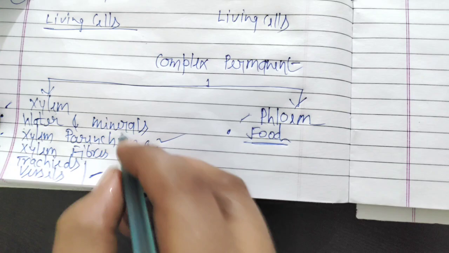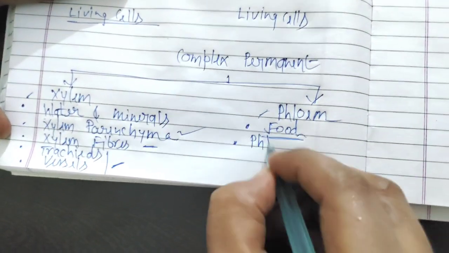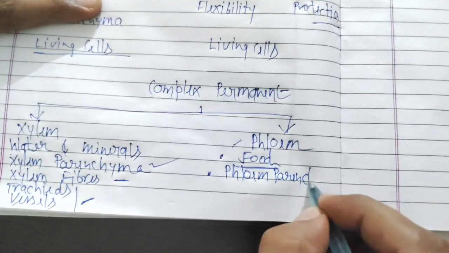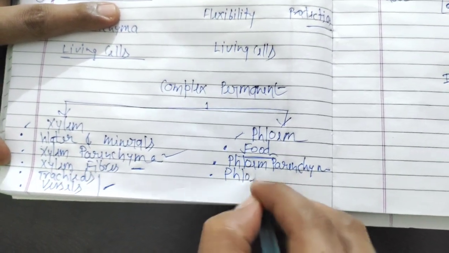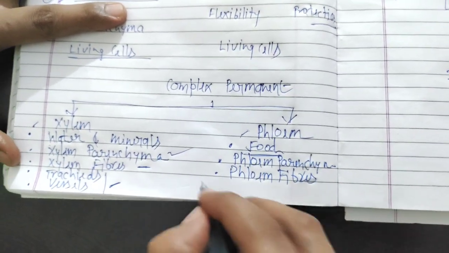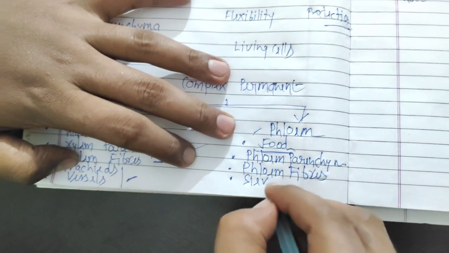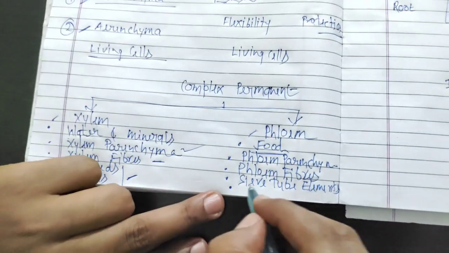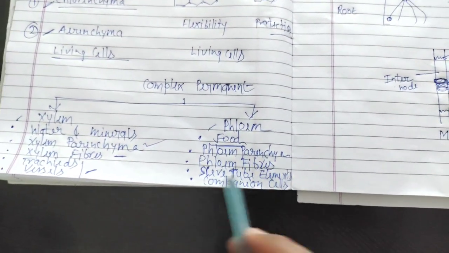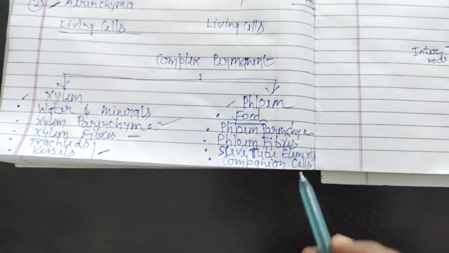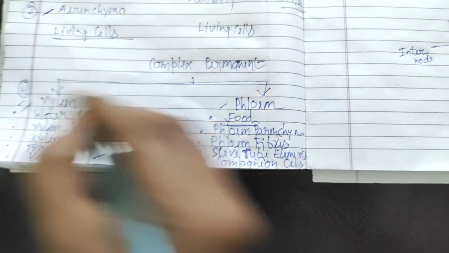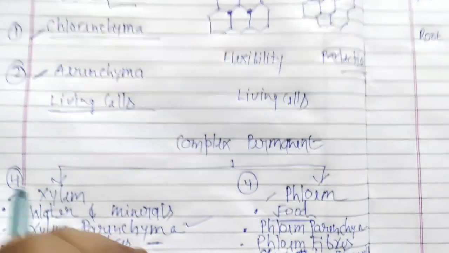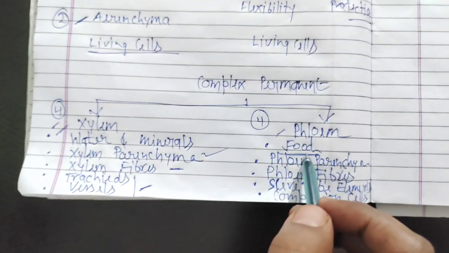Now we talk about phloem. Similarly, it is made up of phloem parenchyma, phloem fibers, sieve tube elements, and companion cells. It is made up of four types of cells: phloem parenchyma, phloem fibers, sieve tube elements, and companion cells. So xylem is made up of four types of cells, and phloem is also made up of four types of cells.